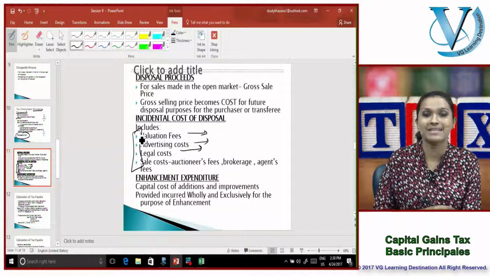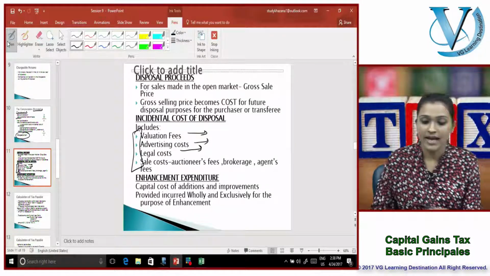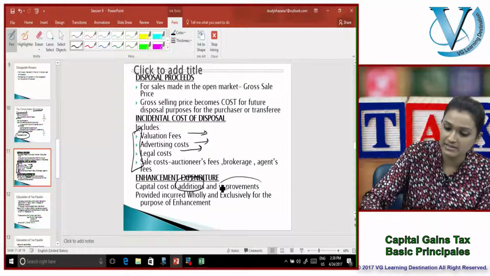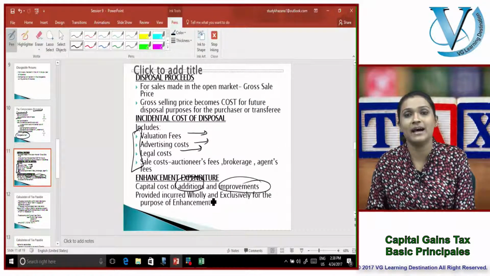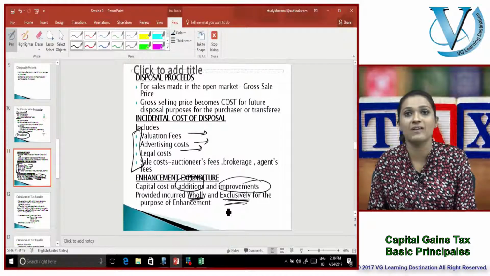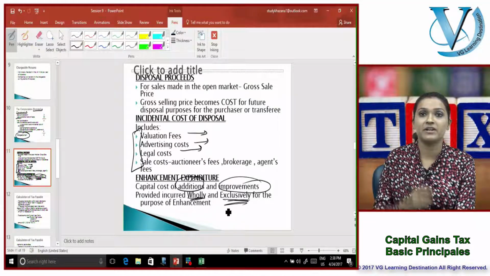Now, what about enhancement expenditure? Capital cost of additions and improvements, provided they are incurred wholly and exclusively for the purpose of enhancement of the particular asset.